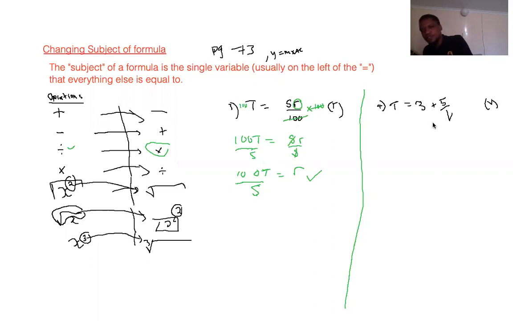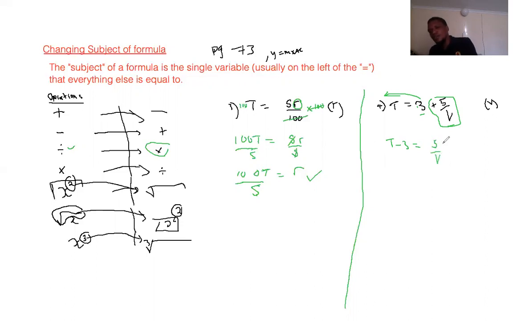Again, we check the number of terms. So we have this term here and this term there. Because we have more than one term, we check the term that is our subject. It is this one, so we want to leave it there. We don't want to move it. So we have to move the other term onto the other side. This term is positive here, so when it goes to the other side, it becomes negative. So it becomes T minus 3 is equal to 5 over V.